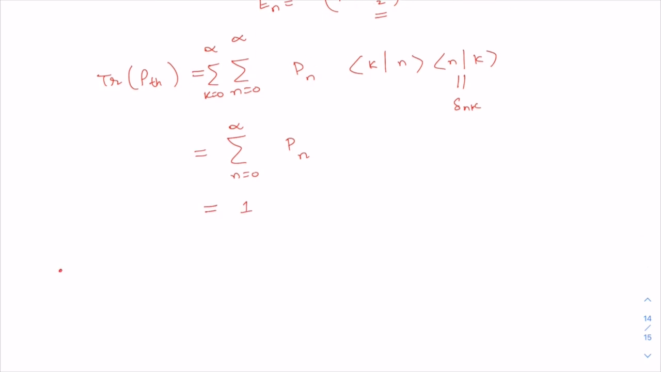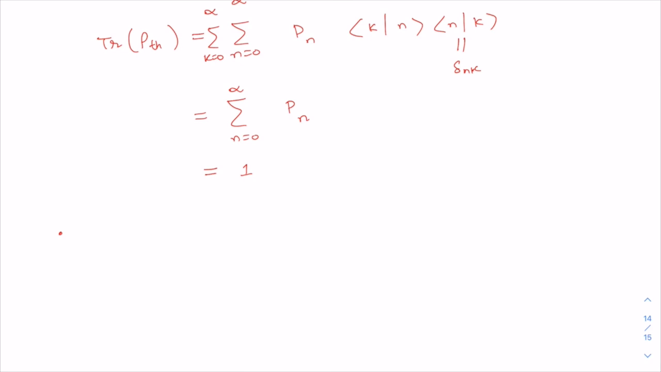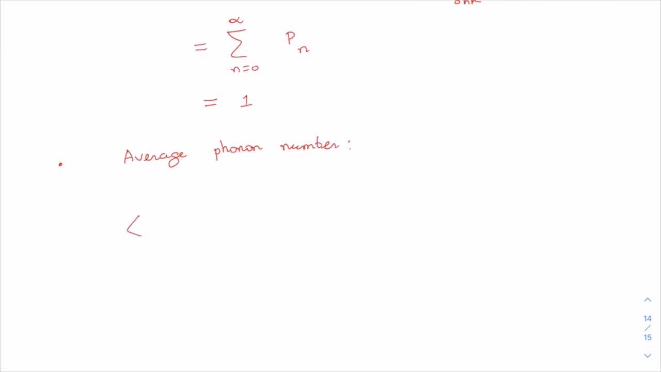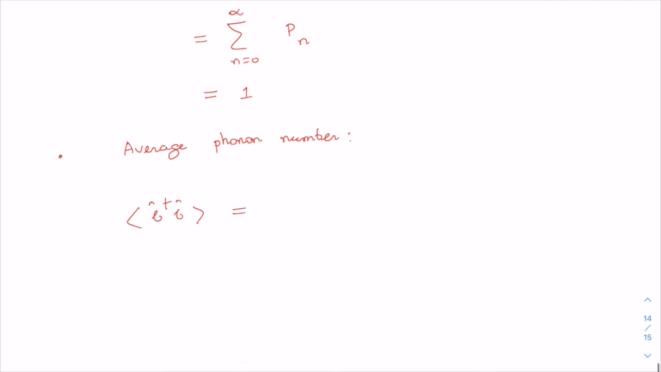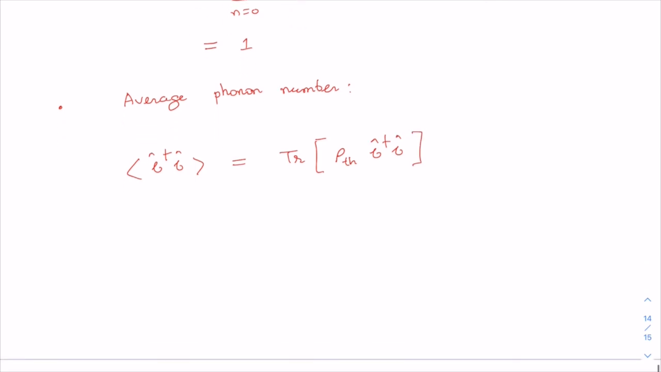Okay, now the average phonon number. Because these are thermal oscillators, let us consider the quanta to be phonons. So the average phonon number can also be calculated very easily. Let me denote the phonons by the annihilation operator B, so the phonon number would be B dagger B. The symbol A is reserved for photons. So for B dagger B, the expectation value, we have to calculate this quantity: the trace of rho thermal B dagger B. Let me quickly show you.